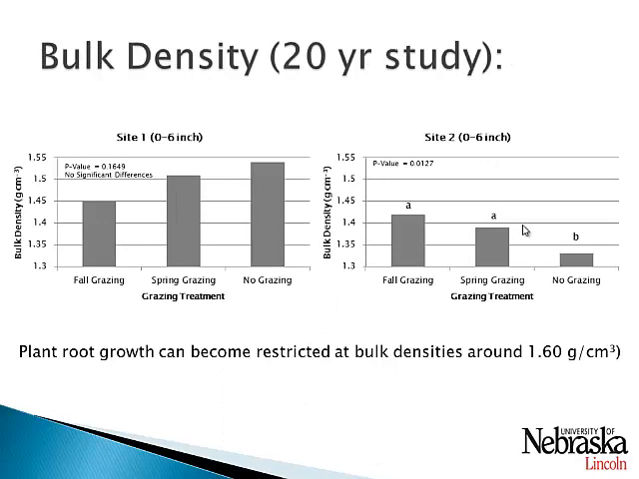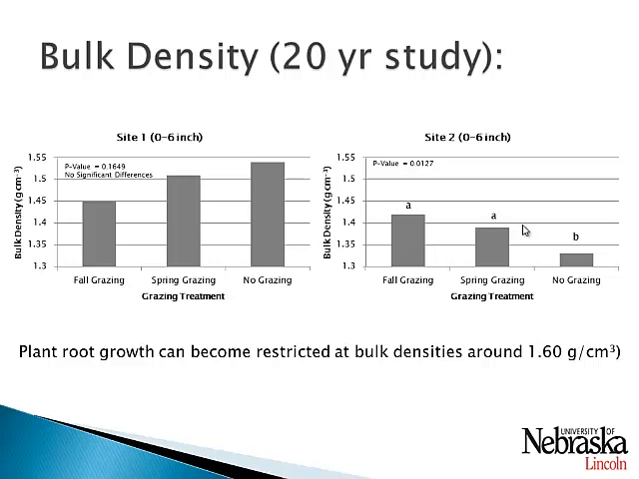This study was done at Mead, so this is in eastern Nebraska. And here's looking at bulk densities across a fall grazing treatment, a spring grazing treatment, and no grazing. This was all at 0 to 6 inches. There are 2 different sites, and each of these treatments was imposed for 20 years. And we just recently went in and looked at bulk density differences to see if after 20 years of grazing the ground, can we see differences in soil compaction.